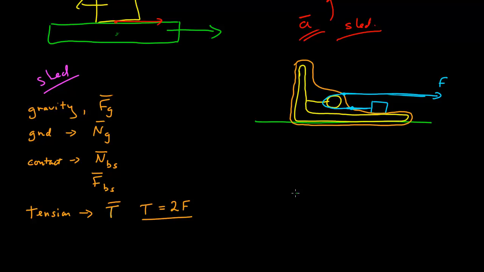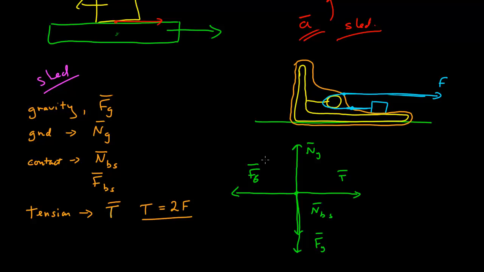Let's go ahead and do a free body diagram. So there's the normal force of the ground on the sled. There's the normal force of the block on the sled, which is pointing down, as well as the force due to gravity. There's a force to the right, which is equal to, this is the tension force. And then there's the force due to friction.